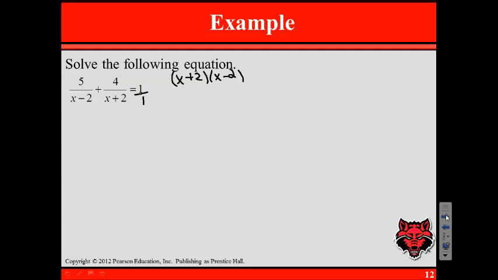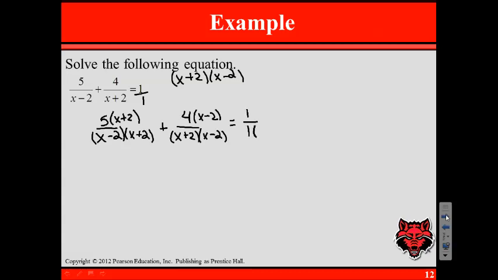So let's multiply each term in the equation by the appropriate factors on top and bottom. In the first fraction, we already have an x minus 2, so we multiply by x plus 2 in the numerator and denominator. In the second term, we have an x plus 2 in the denominator, so we multiply by x minus 2 in the numerator and denominator. And on the right side of the equation, we don't have either term in numerator or denominator, so we have to multiply by both x plus 2 and x minus 2 in the numerator and denominator.